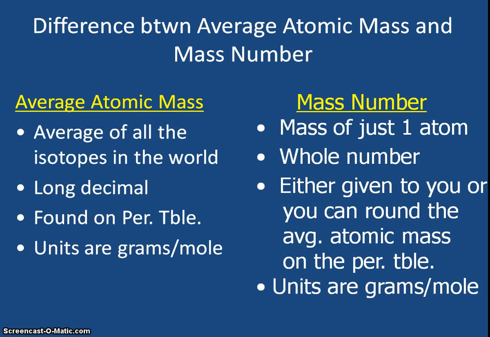So the difference between average atomic mass and mass number: average atomic mass is the average of all the isotopes in the world. It's going to be a long decimal, and it's found on the periodic table. Mass number is talking about the mass of just one particular atom. So it's not an average, it's just one atom. And it's a whole number because it's just the protons plus the neutrons. Either I will give you a mass number, or you can round the average to the nearest whole number.